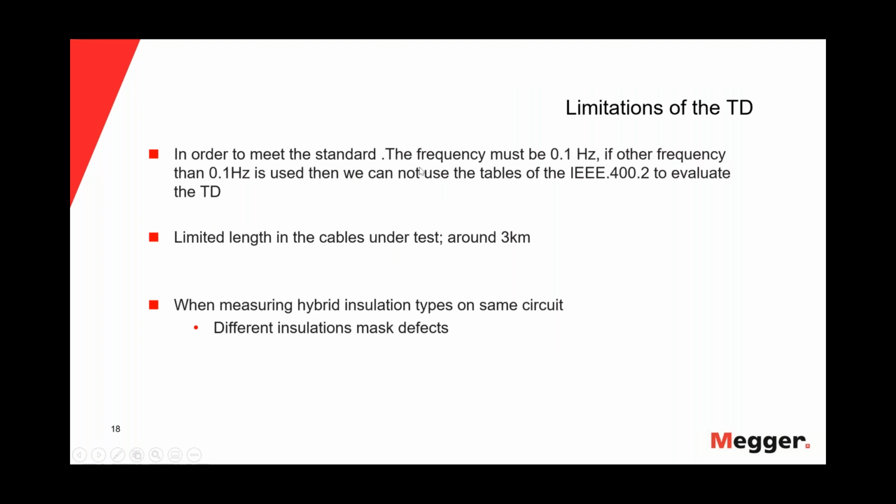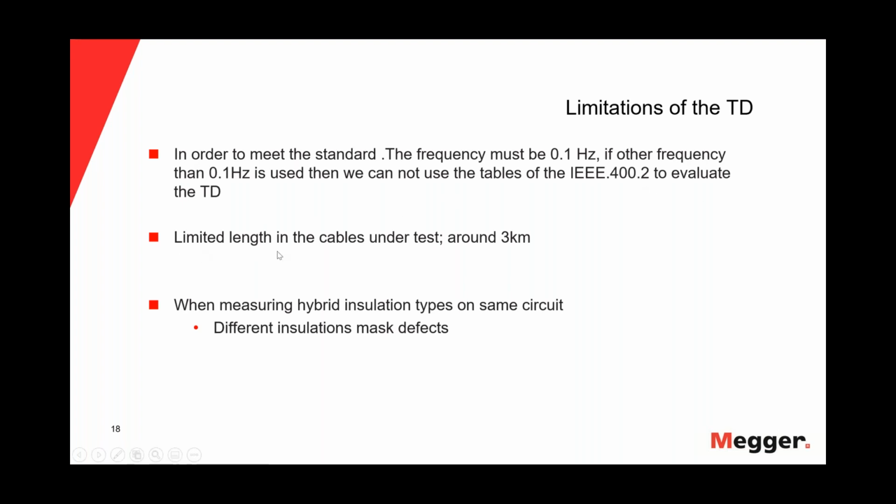Limitations of tan delta. In order to meet the standard, the frequency, as my colleague mentioned before, must be 0.1 hertz for tan delta. If frequencies other than 0.1 hertz are used, we cannot use the tables of the IEEE 400.2 to evaluate the tan delta.